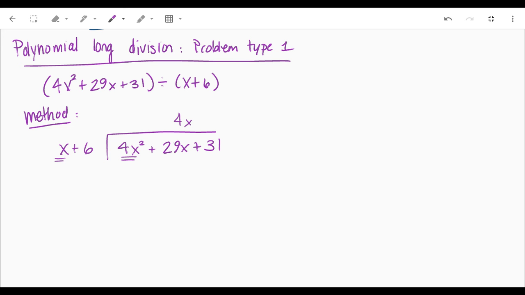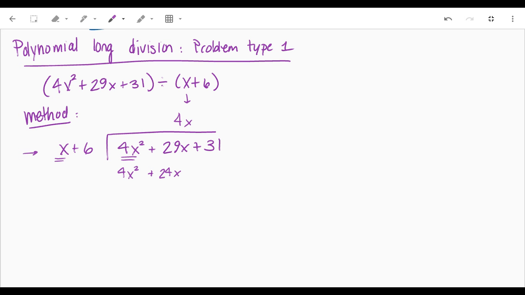And again, how many times does x go into 4x squared? Maybe a better way to think about it is x times what gets you 4x squared. So I need a 4x, and then just like long division, you then multiply what you just wrote up top by this guy. So then you get 4x squared plus 24x.